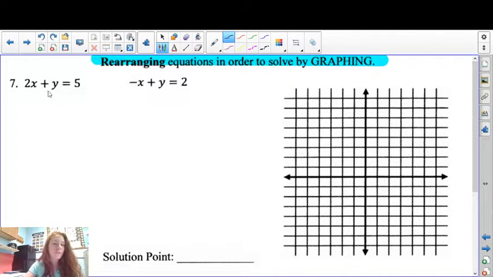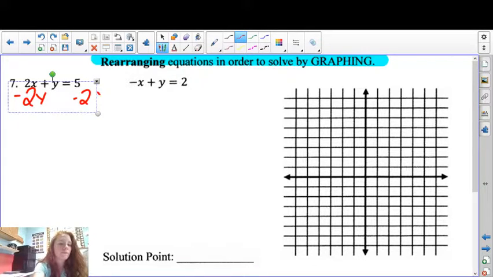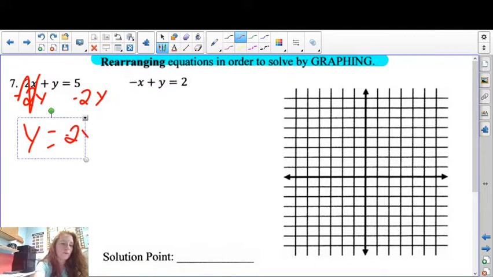So in the first equation, I have 2x being added to my y. So I'm going to undo that addition with subtraction. The 2x's are canceled now. So I have y is equal to -2x plus 5.